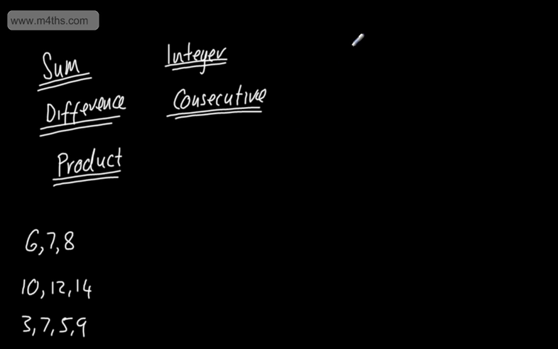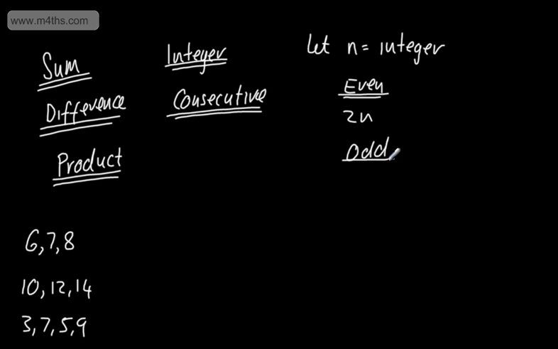What I'm going to do is introduce the idea of letting n be equal to some integer. So if we now let n be equal to a whole number, what we can say is the following. If we look at even numbers, we can say that even numbers will be 2n. If we multiply any number by 2, we're going to end up with an even number. If we look at odd numbers, we can either write these as 2n plus 1, or we can write these now as 2n minus 1.